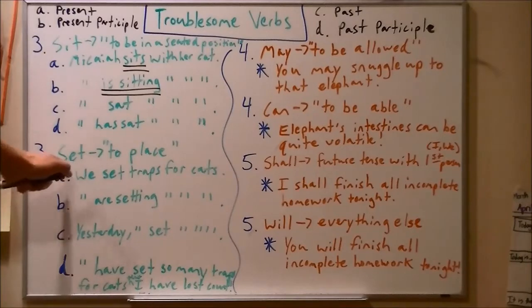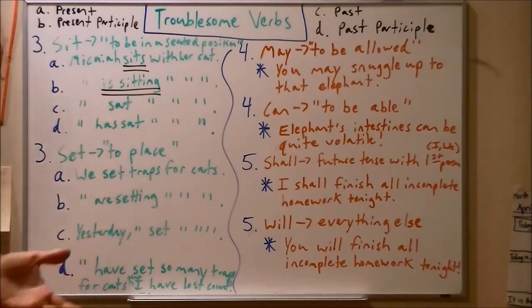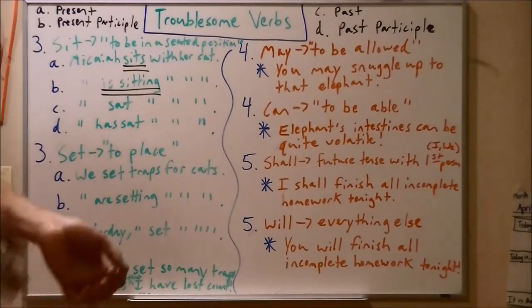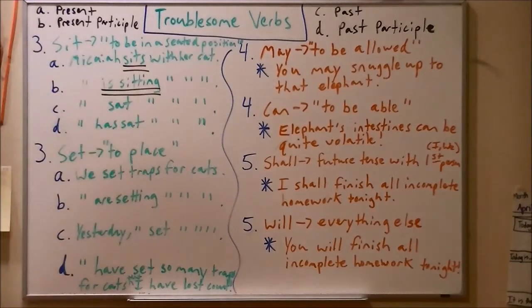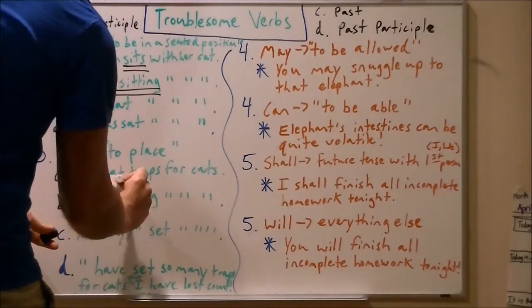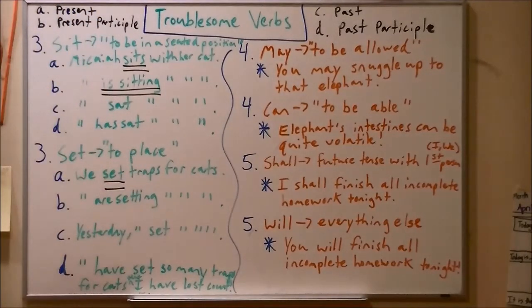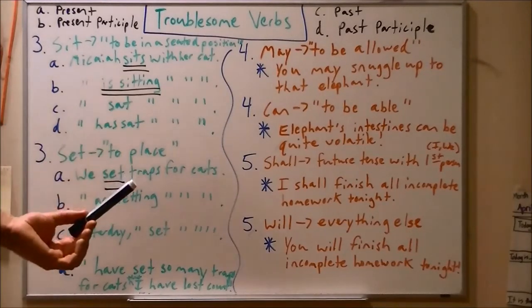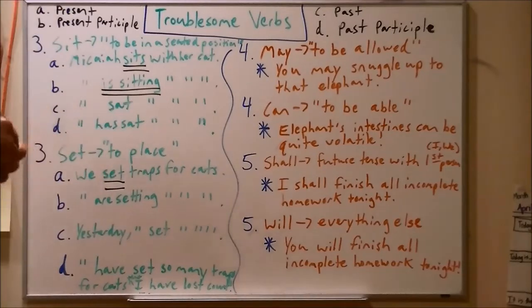So 3, the second part of it, set, S-E-T, means to place, to put, or to lay something. Well, when I say we here, we're talking about guys. What do girls do? They sit with their pretty cats and they pet those kitty cats. What do guys do? We guys, we males, we set traps for cats. That's who we are. That's what we do. I'm not going to say what we do with them once we catch them, but we set traps for them.